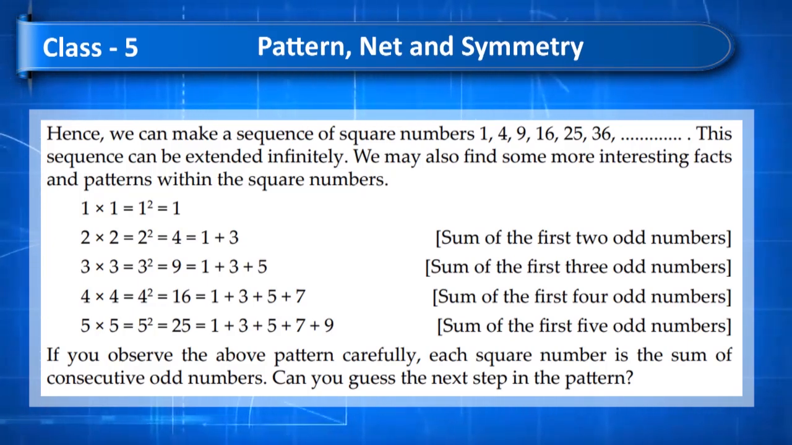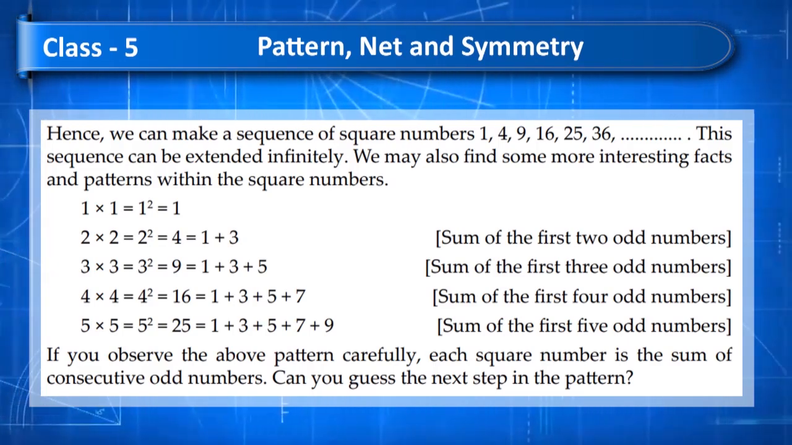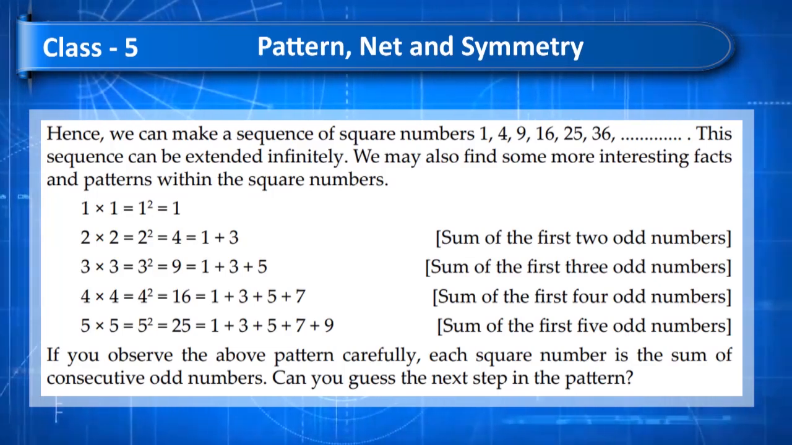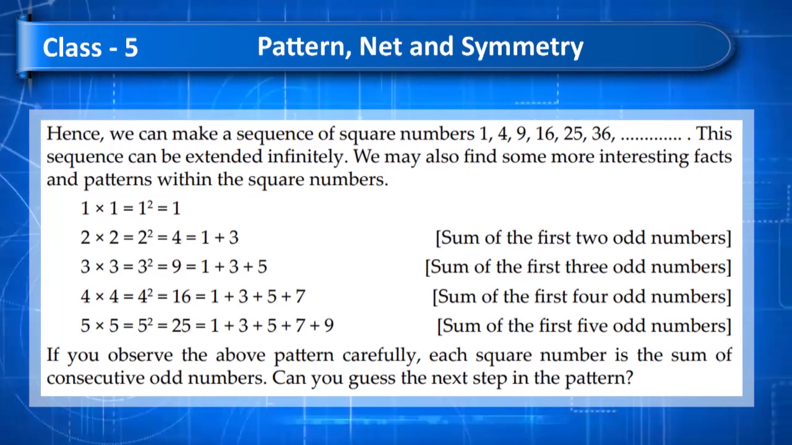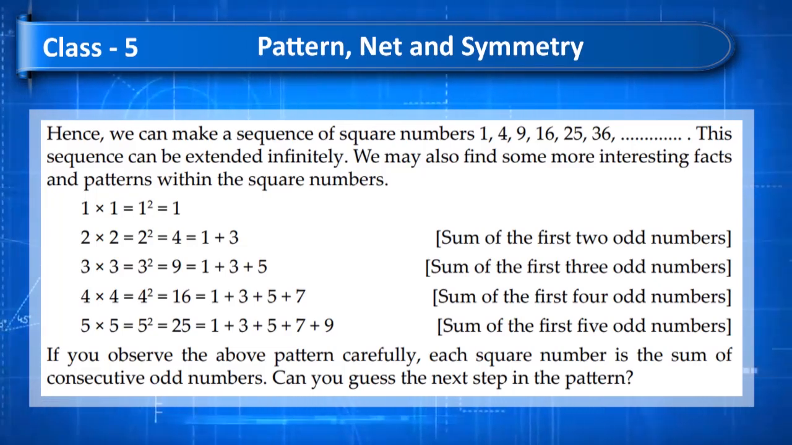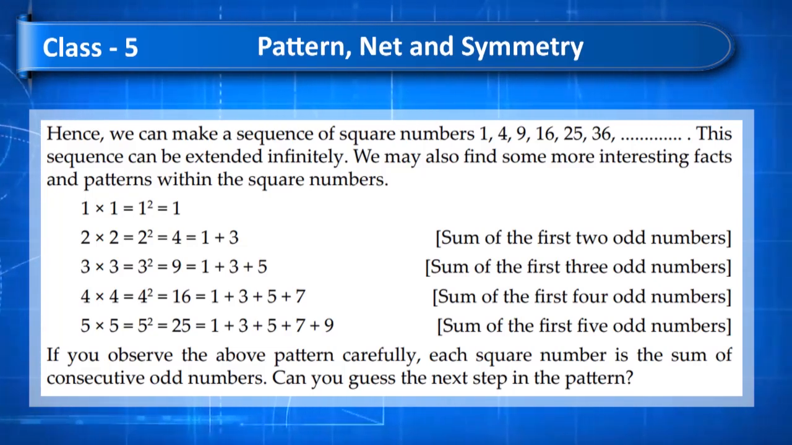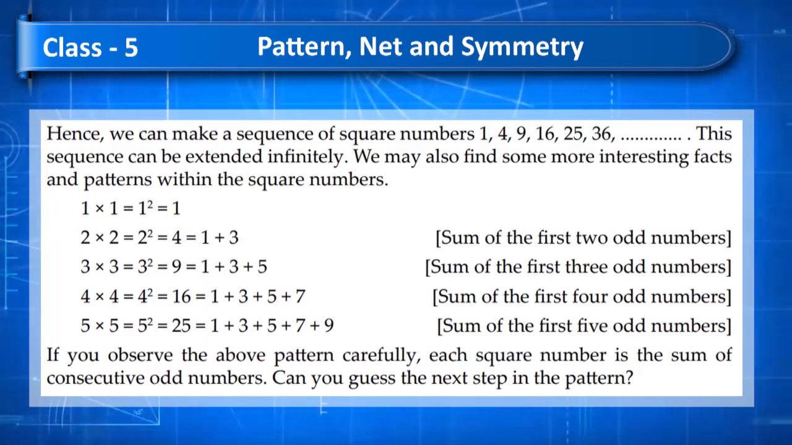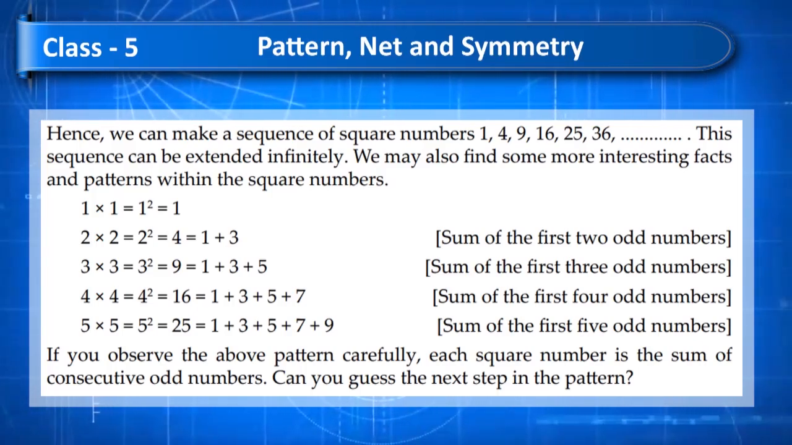4 into 4 equals 4 square, which is equal to 16, equals 1 plus 3 plus 5 plus 7, the sum of the first four odd numbers. 5 into 5 equals 5 square equals 25 equals 1 plus 3 plus 5 plus 7 plus 9, the sum of the first five odd numbers. If you observe the above pattern carefully, each square number is the sum of consecutive odd numbers. Can you guess the next step in the pattern?